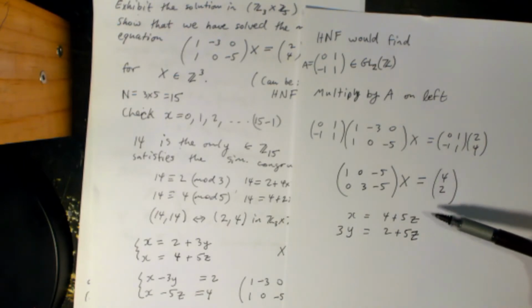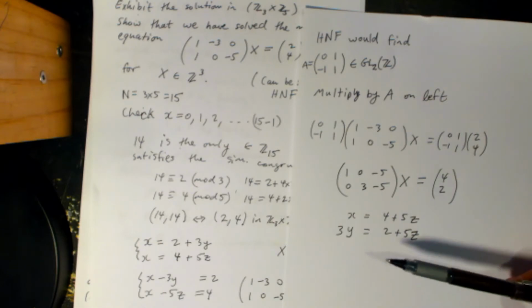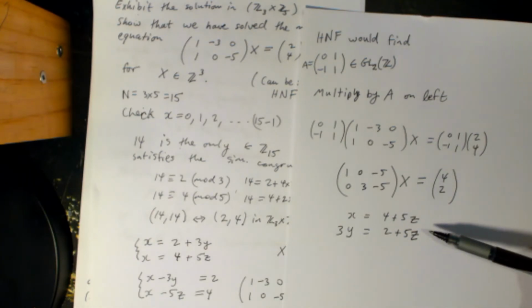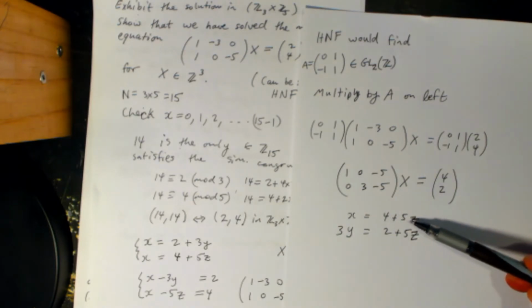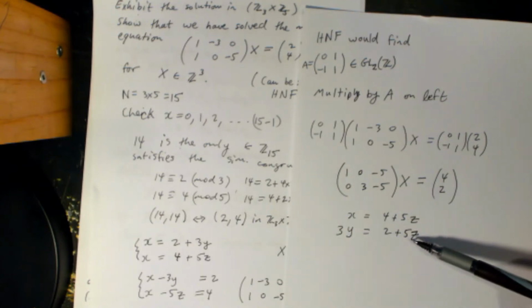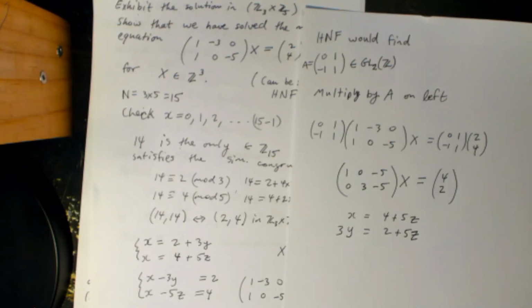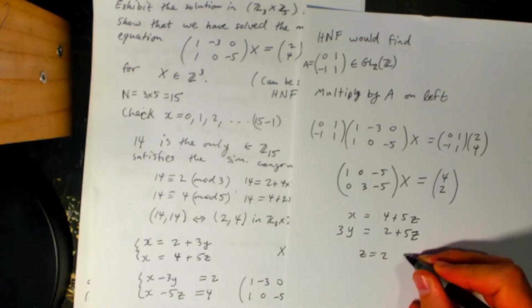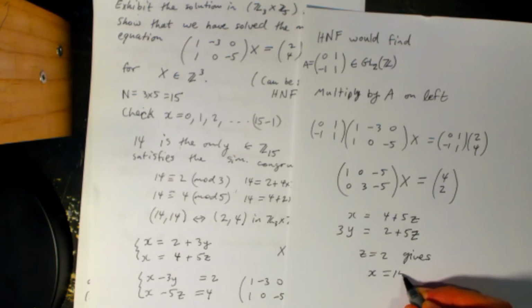Right, so for example, if we try z equals 1, it doesn't work because 2 plus 5 is 7, which is not congruent to 0 mod 3. If we choose 2 for z, we have 4 plus 5 times 2 gives 14, and 2 plus 5 times 2 gives 12. That is divisible by 3. Okay, so z equals 2 gives x is equal to 14 and y is equal to 4.